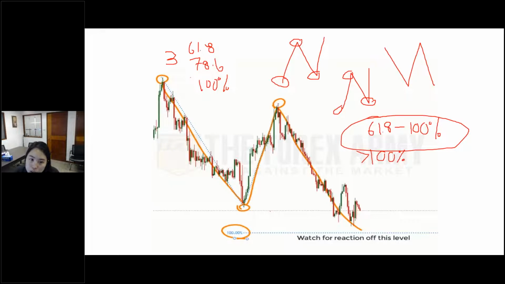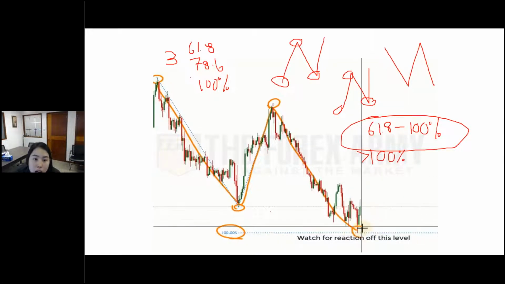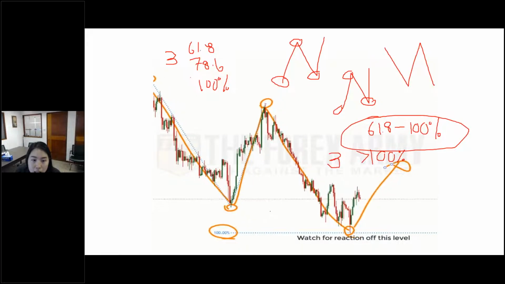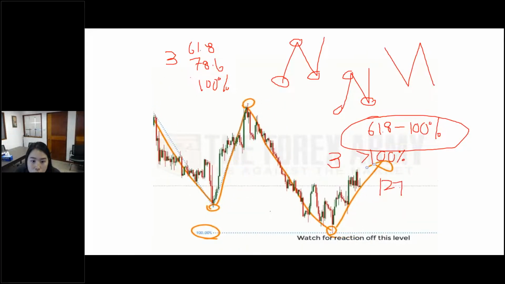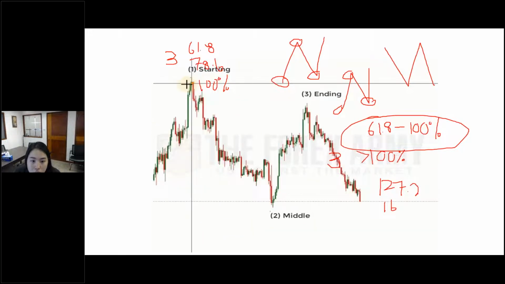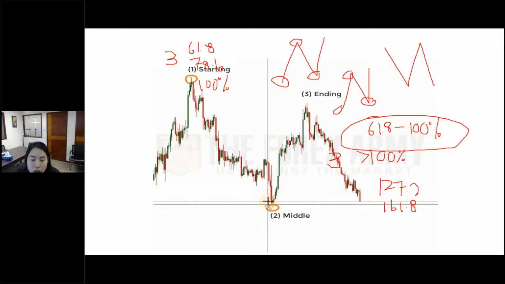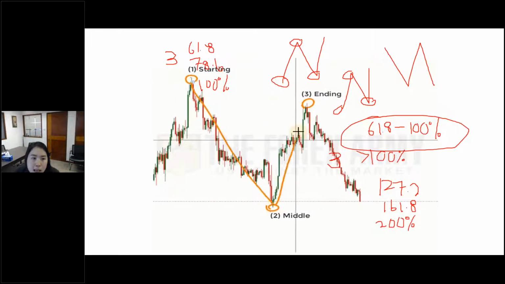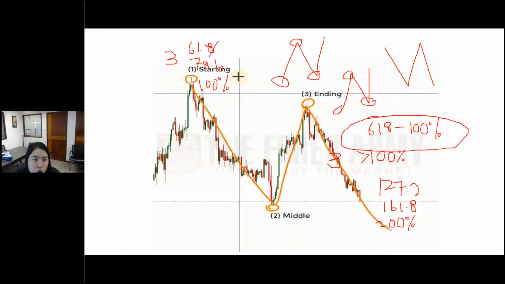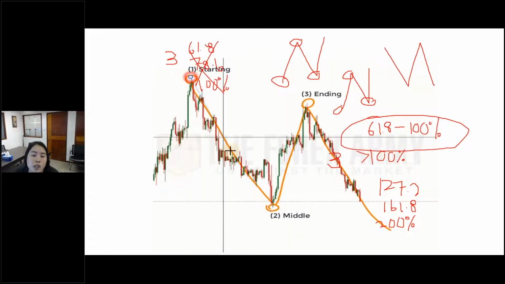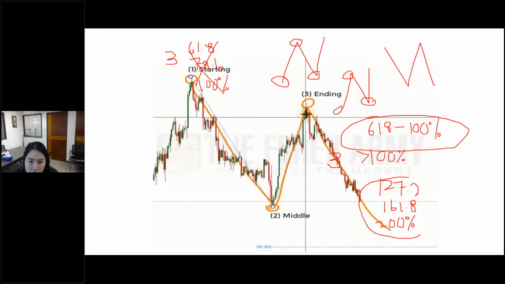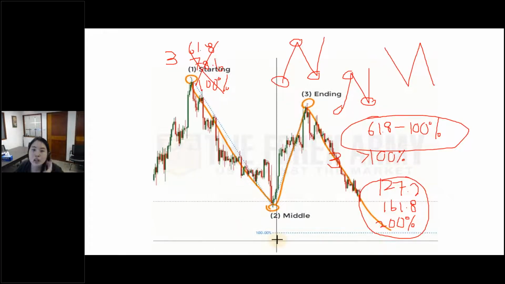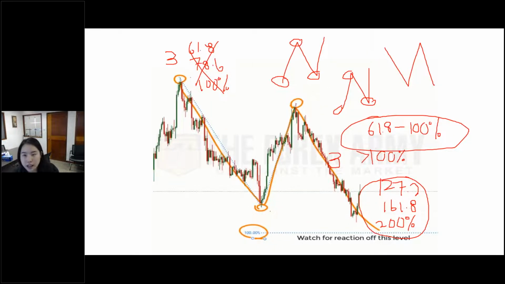The over projection, which are the levels above 100%, is also 3 levels: 127.2, 161.8, and 200%. We rarely use these levels, but let's say price came and destroyed all of these 3 levels. That's when we use the over projection level. That's a really far level. Okay, we're gonna move on to the live chart so that we can put everything I just said into practice.